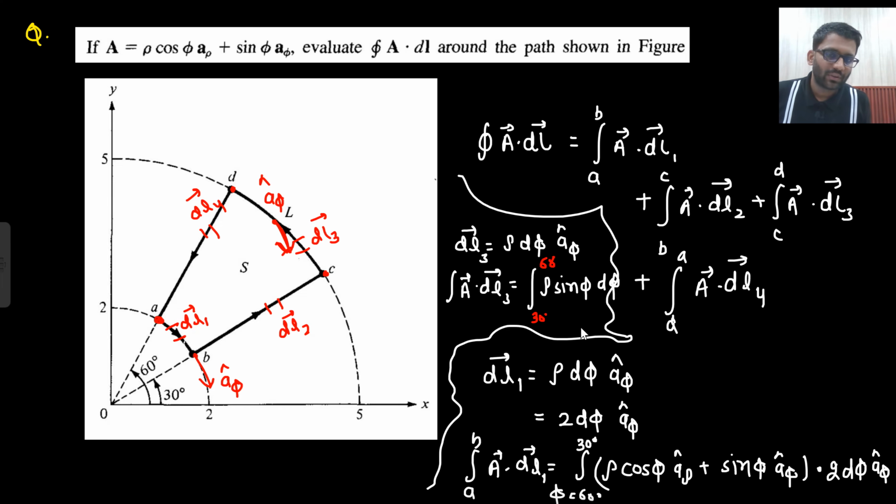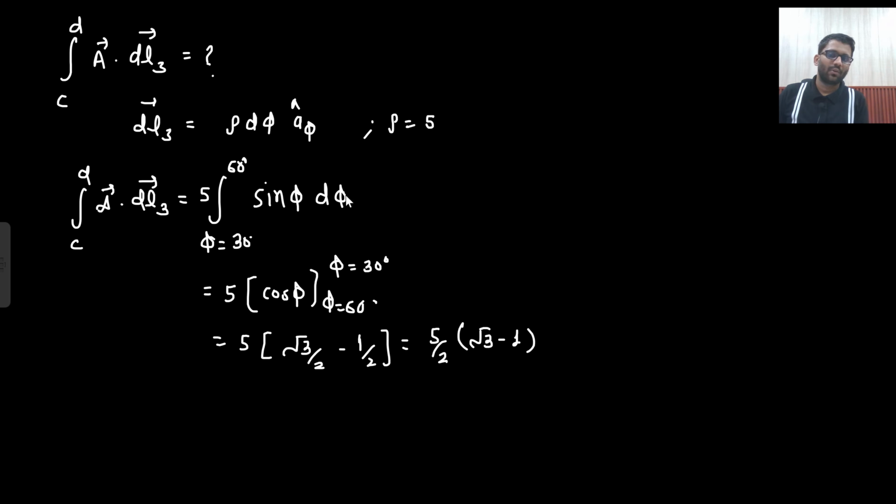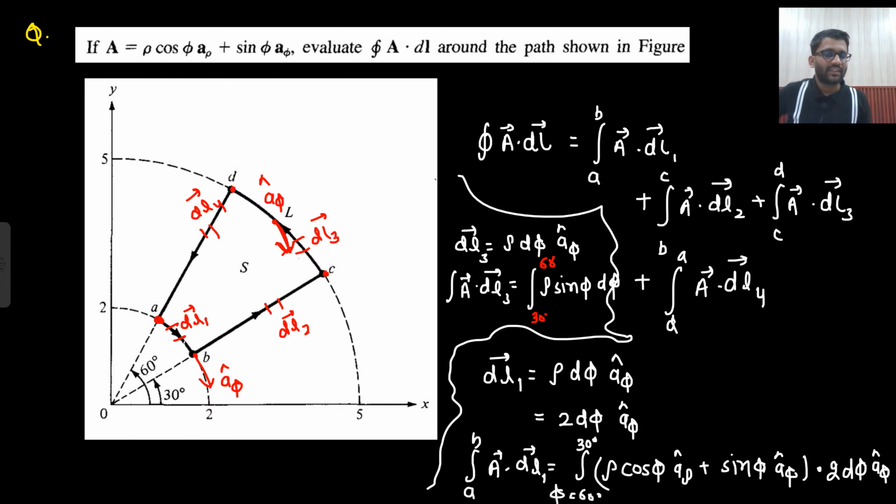So if I do 30 to 60, rho sin phi d phi, what am I going to get? The same thing. Rho sin phi d phi, 30 to 60. So in the examination, you will not have this doubt. This was just a doubt that I wanted to clear. In the examination, you will not think this much. What do you need to think? Just walk on the path.